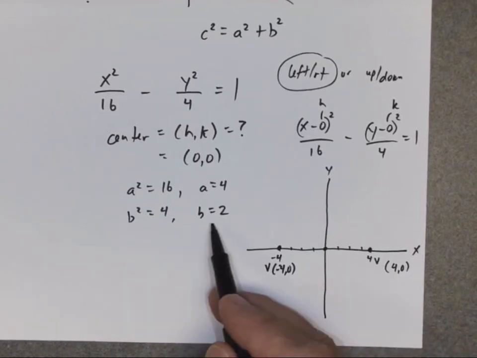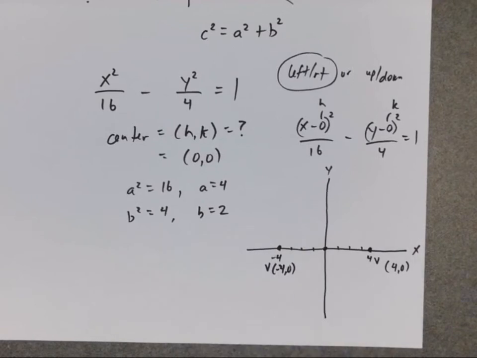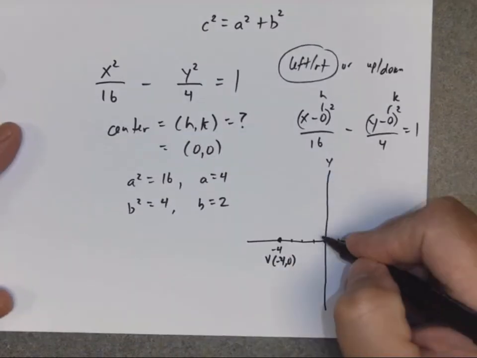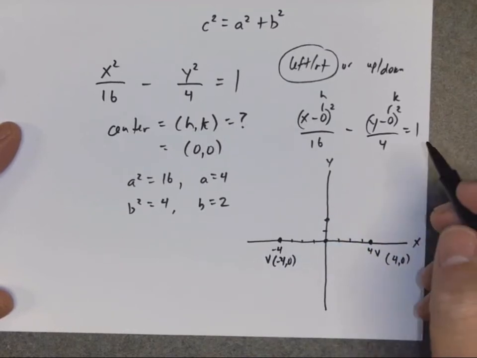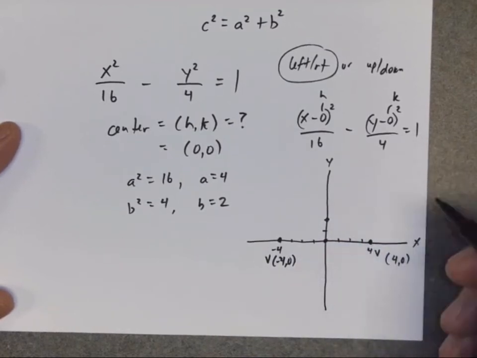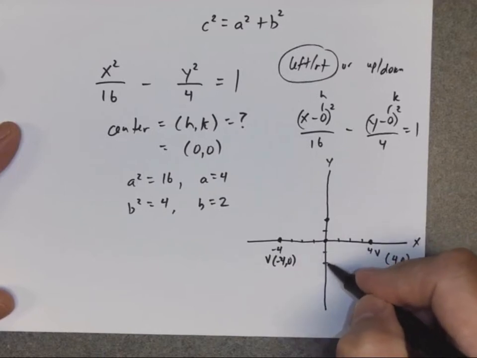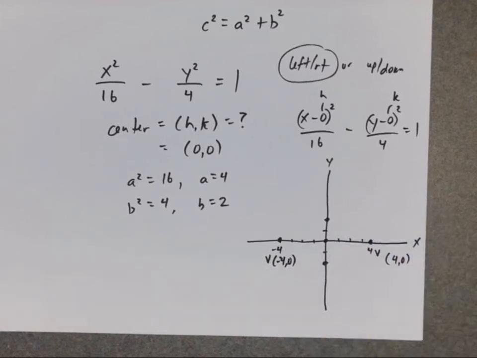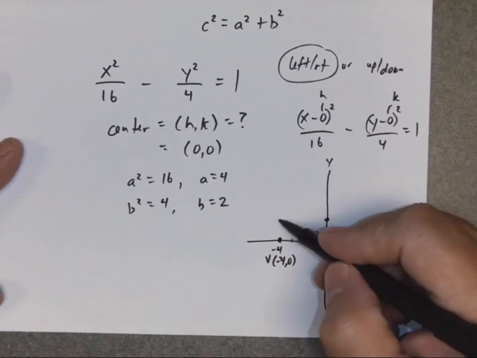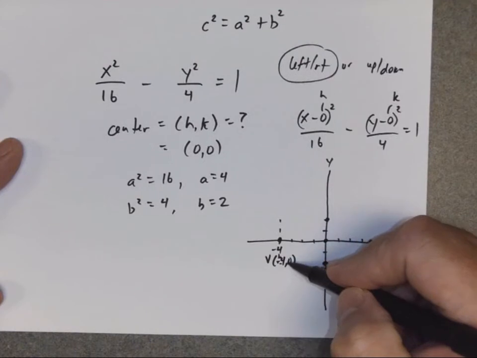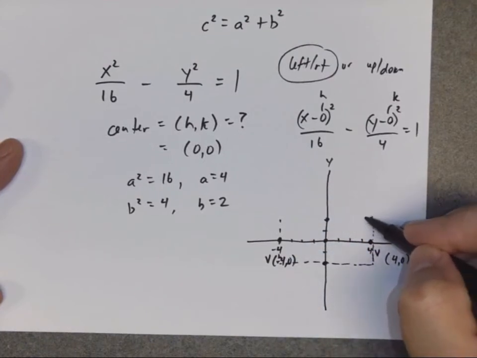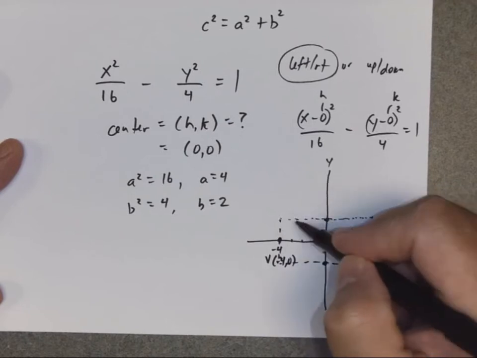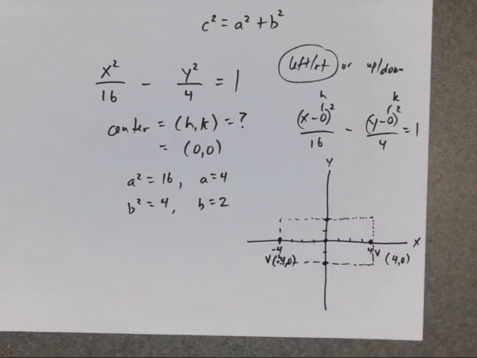Now, let's use my B to figure out the up and down. So since it's 2, I move up 2 from my center and 2 down from my center. And now I have these 4 points, and I'm going to, in this case, draw a rectangular box that goes through those 4 points.